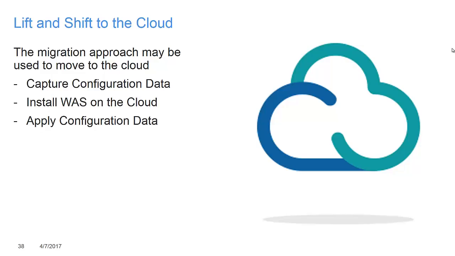We've talked about using UrbanCode Deploy to migrate WAS versions, but it could also be used to migrate from on-prem WAS to WAS in the cloud. We call that lift and shift to the cloud, and the migration approach is really similar. You capture your configuration data on your traditional WAS environment, install WAS on the cloud, and then simply apply that configuration data out to the cloud. So if you're interested in moving to WAS in the cloud, UrbanCode Deploy is a great fit for performing that migration.